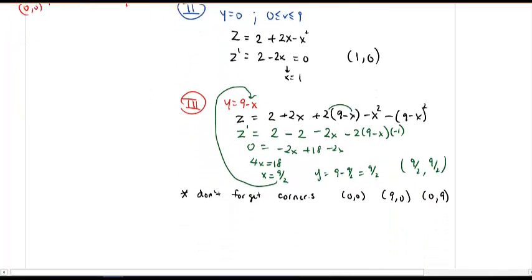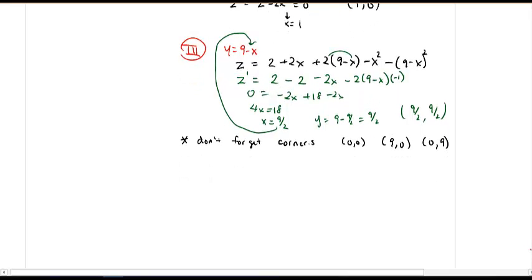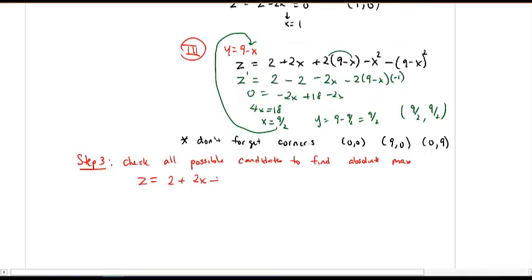So these are just our candidates for the absolute max. And then now you need to check. Step 3 is to check all possible candidates to find the absolute max. Have fun. So z equals, what's our equation again? 2 plus 2x plus 2y minus x squared minus y squared. Plug them all in. I'll let you do that.